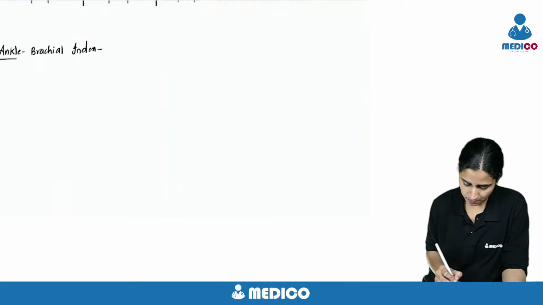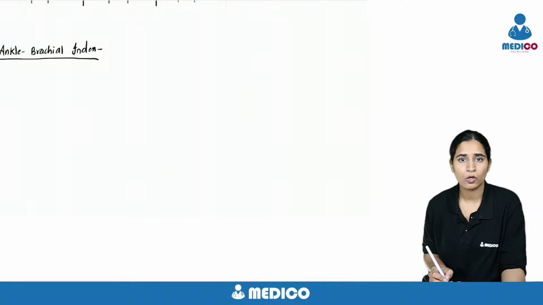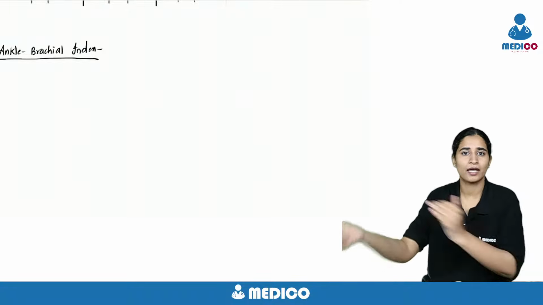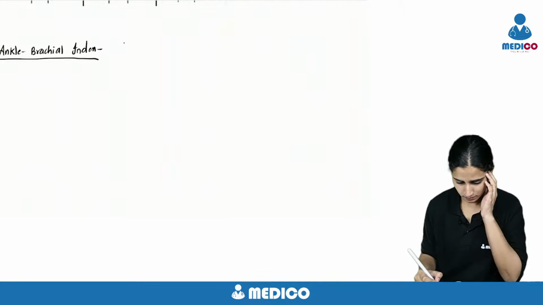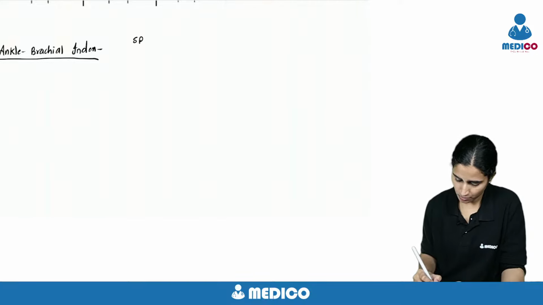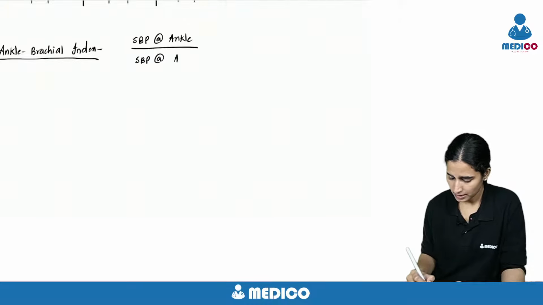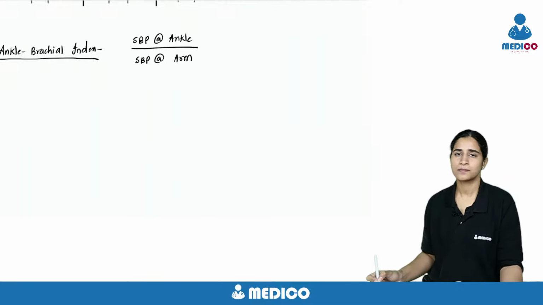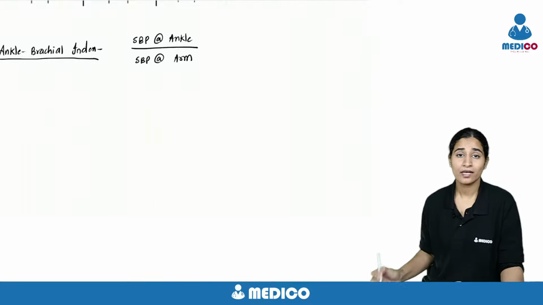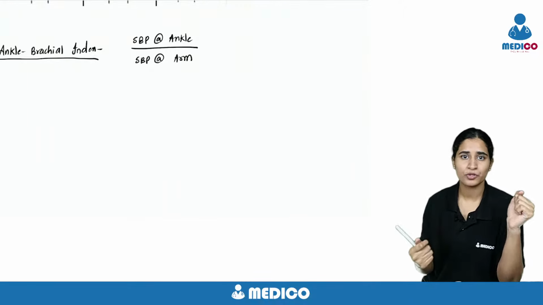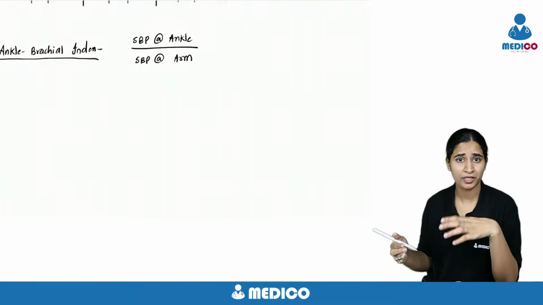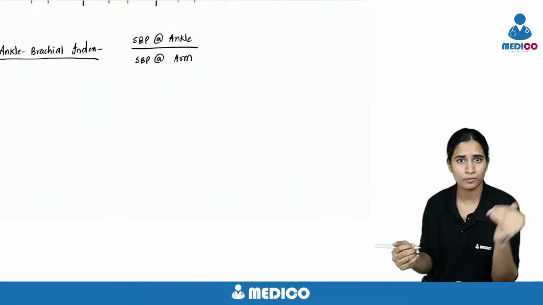So what is this ankle brachial index? It is the ratio of systolic blood pressure at the ankle by systolic blood pressure at the arm. I cannot say simply systolic blood pressure. So where are you tying that cuff? BP cuff, where are you tying? You tie the BP cuff and you can measure the pulse at dorsalis pedis or posterior tibial artery.